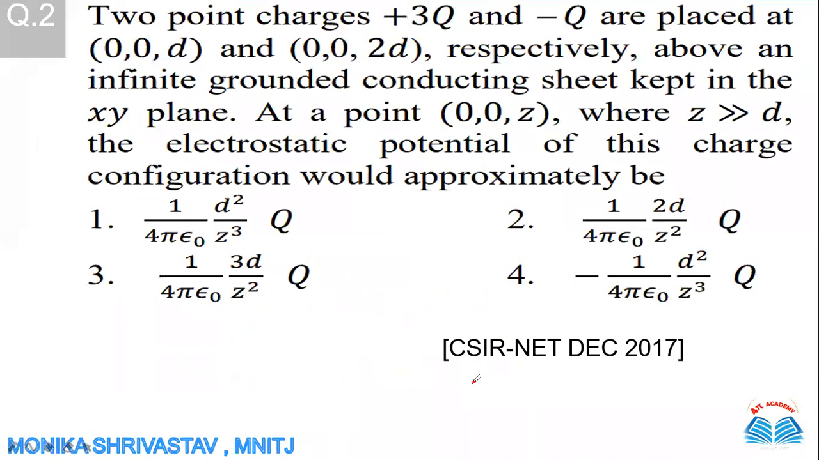Next one is from NET December 2017. Two point charges plus 3q and minus q are placed at (0,0,d) and (0,0,2d) respectively above an infinite grounded conducting sheet kept in the xy plane. At a point (0,0,z), where z is greater than d, the electrostatic potential of this charge configuration would approximately be. We have to calculate the potential now.